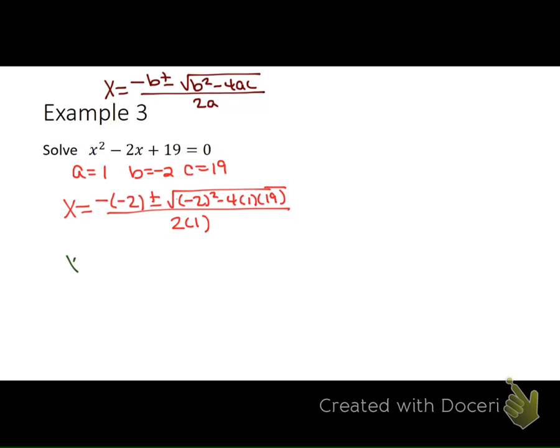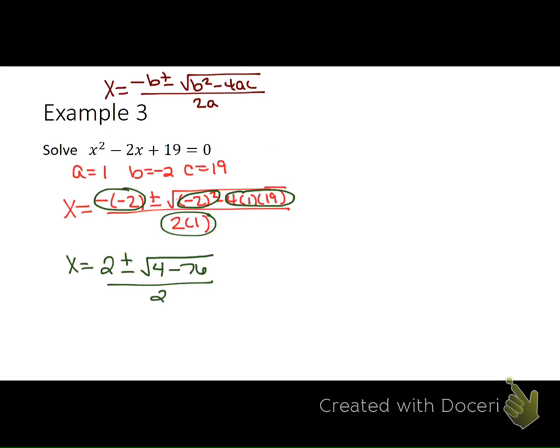So we've got x equals, we have a negative 2, which is positive 2, plus or minus a square root of negative 2 squared is a positive 4, minus 4 times 1 times 19 is 76, all over 2 times 1 is 2. So then we work what's underneath the radical there. So we have that 4 minus 76, so we get x equals 2 plus or minus the square root of negative 72 over 2. But we know what to do now if there's a negative under that radical.